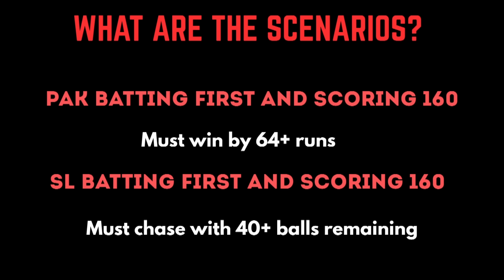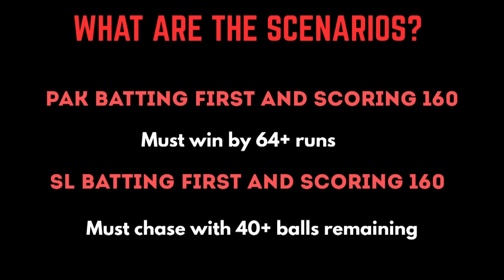Now remember, the number of runs that you have scored, supposing it's 120, 130, 110, 140, the equation will change. But if Pakistan make 160, then Sri Lanka have to be bowled out for 95 or less. That is the equation. Target is 161, and Pakistan must dismiss Sri Lanka for 96.